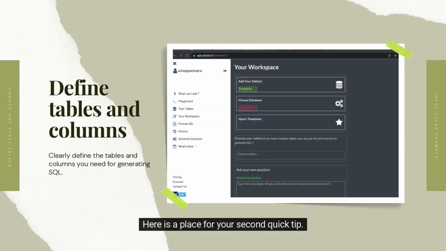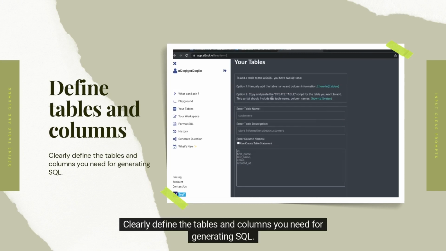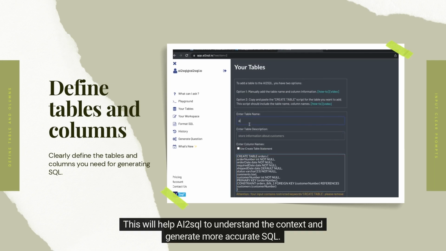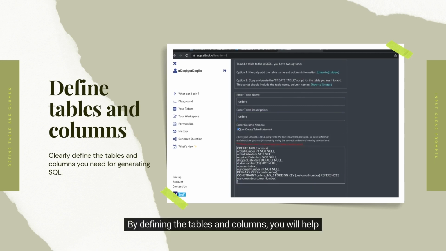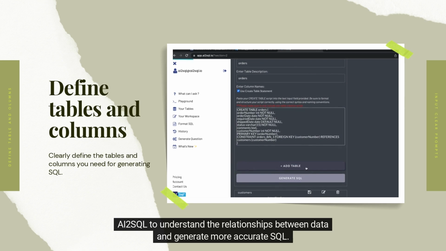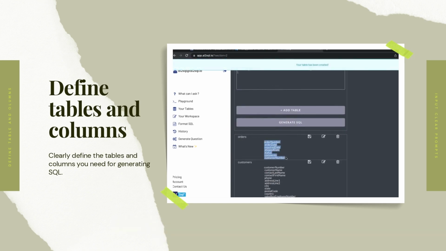Here is a place for your second quick tip. Clearly define the tables and columns you need for generating SQL. This will help AI2SQL to understand the context and generate more accurate SQL. By defining the tables and columns, you will help AI2SQL to understand the relationships between data and generate more accurate SQL.